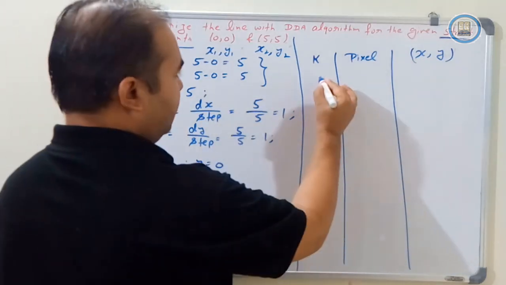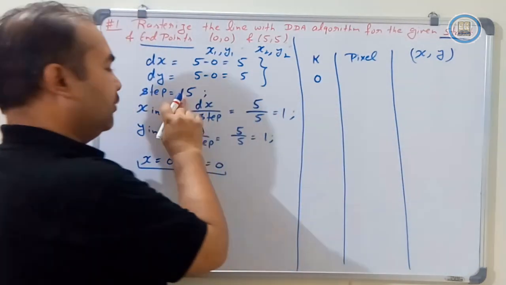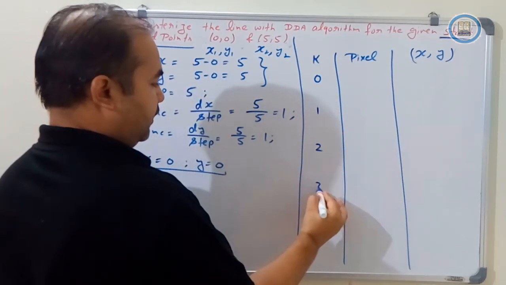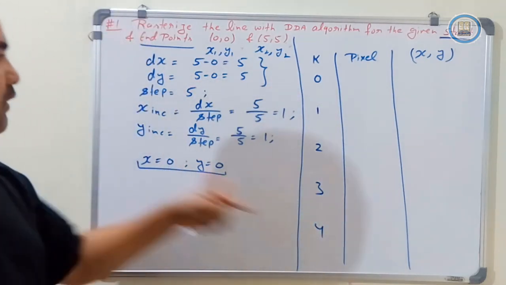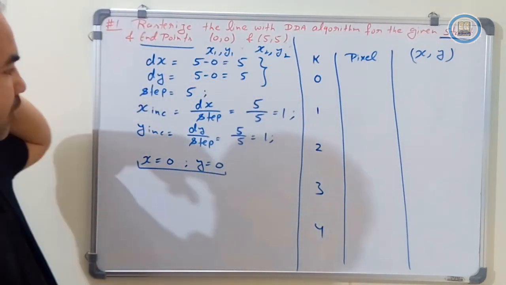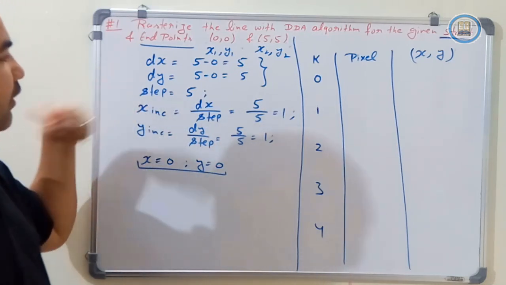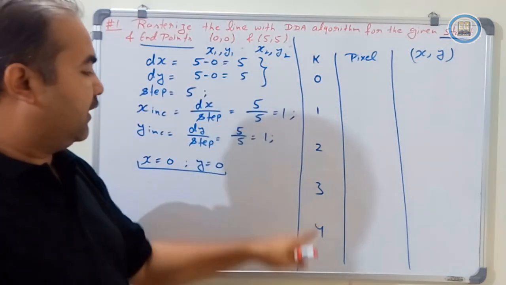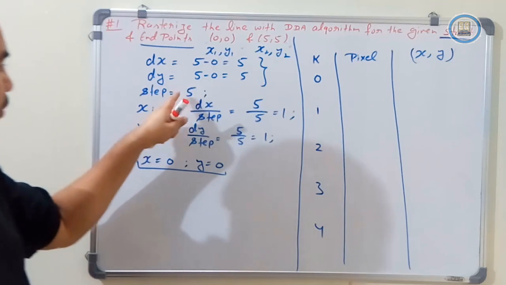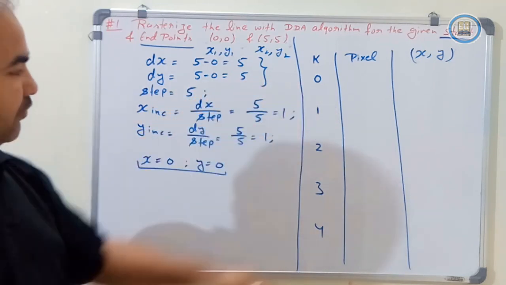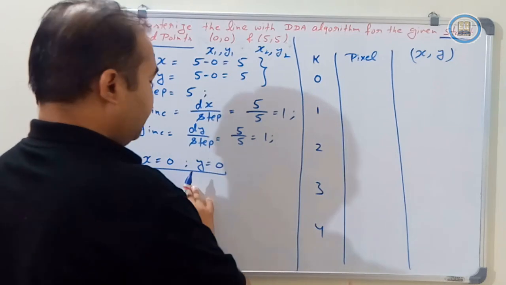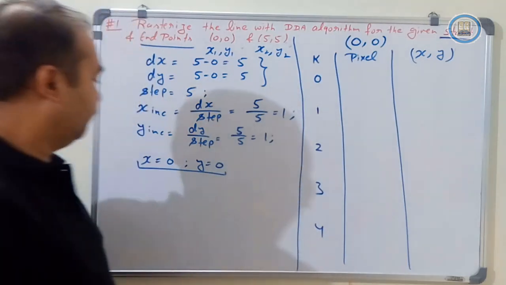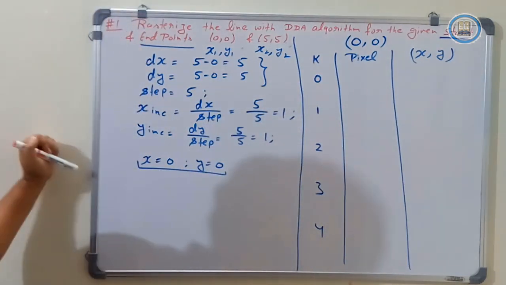If we start from the for loop, the number of steps is 5. So the loop will start from 0 and go up to 4, because this is 0, 1, 2, 3 and 4. The loop will iterate up to 4 at maximum, because the value of k is strictly less than the number of steps. We calculated 5, so it will go up to 4. Now the first pixel we calculated is 0 comma 0, so we will start from 0 comma 0.